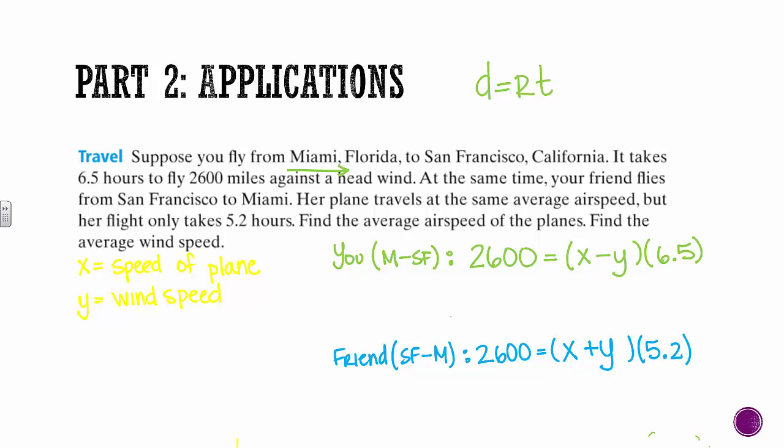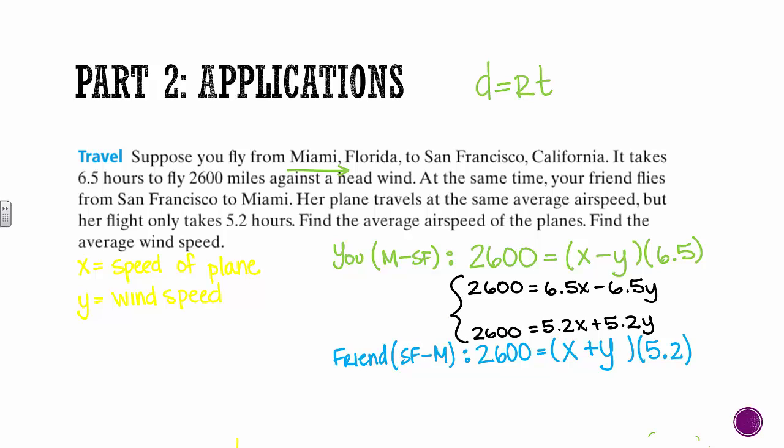Now before we can solve this, we need to get these looking good. We need to get them in standard form. So what we need to do is we need to distribute. That's why I left some room here. So this first one, 2,600 equals 6.5x minus 6.5y. And then this one would be 2,600 equals 5.2x plus 5.2y.